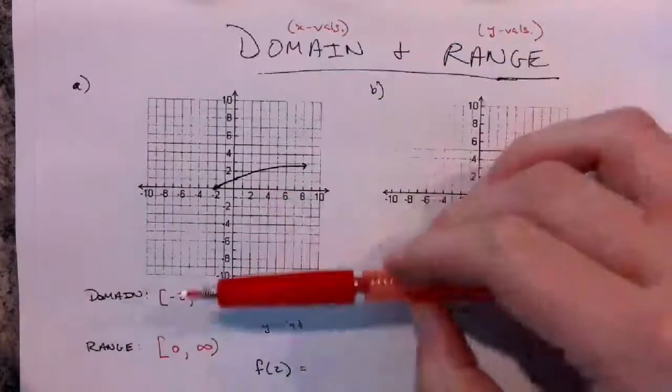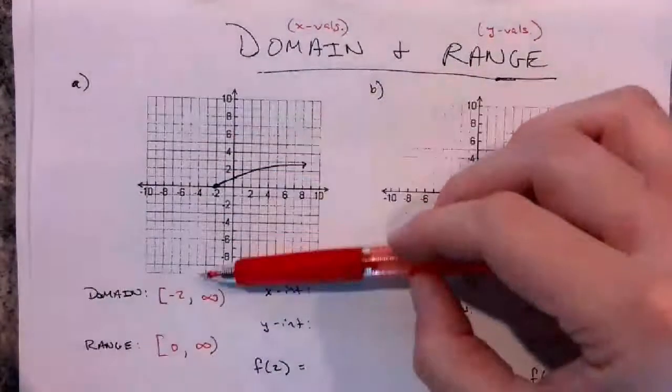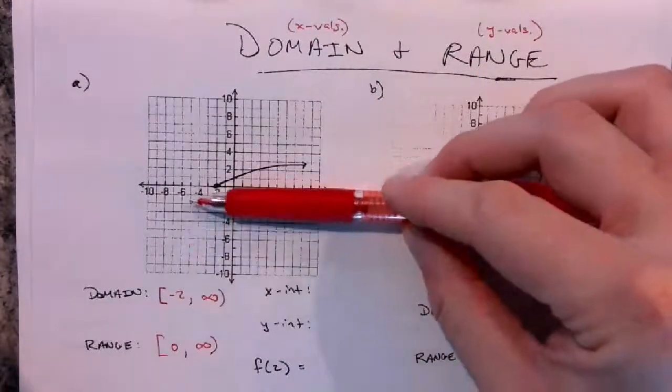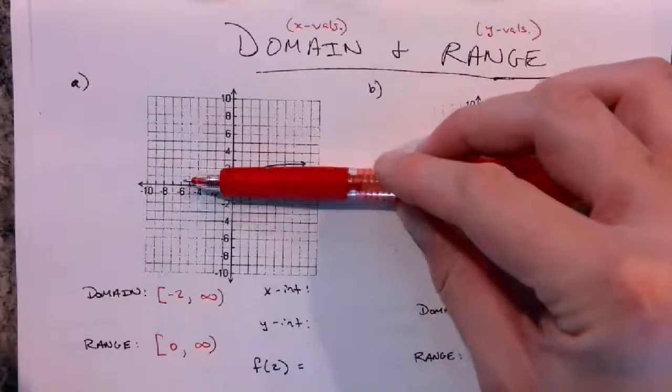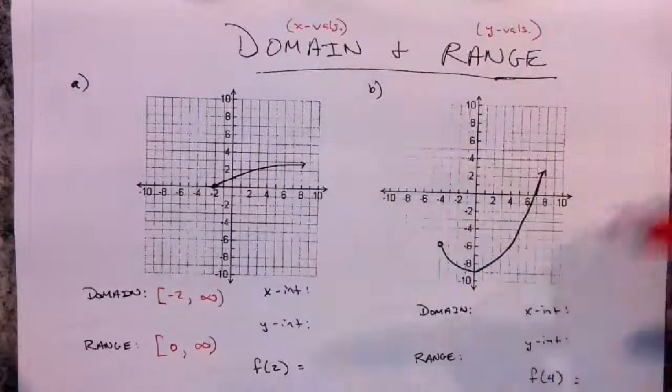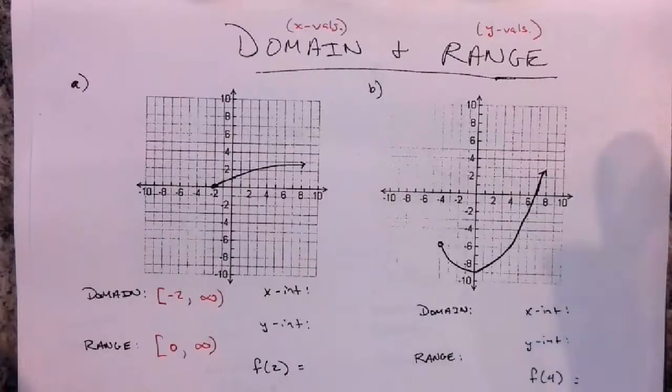So the range is the y values from lowest to highest. The lowest y value, if I follow this up here, is right here when y equals 0. The highest, well, this arrow continues on forever, so it goes to infinity.